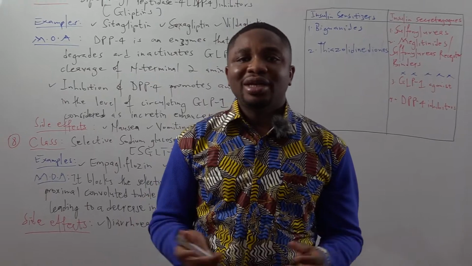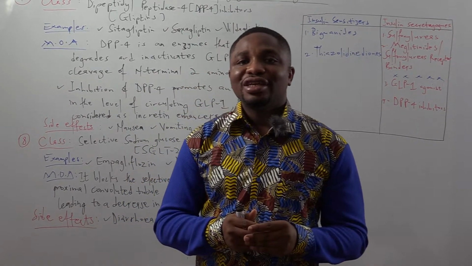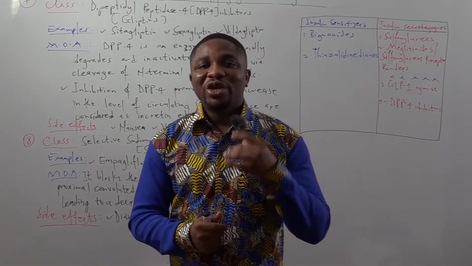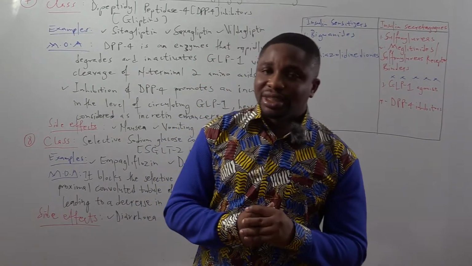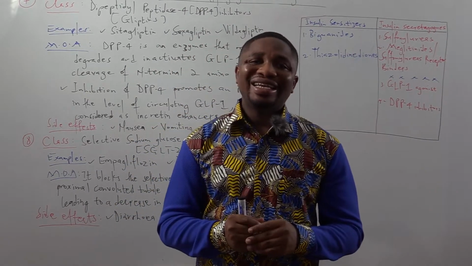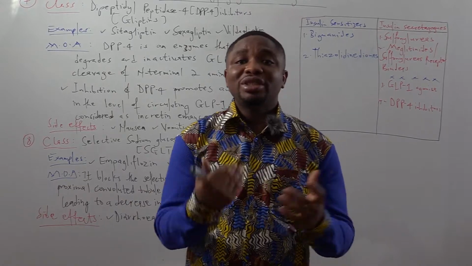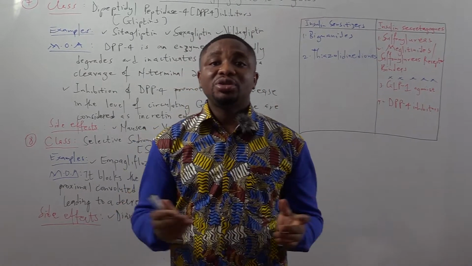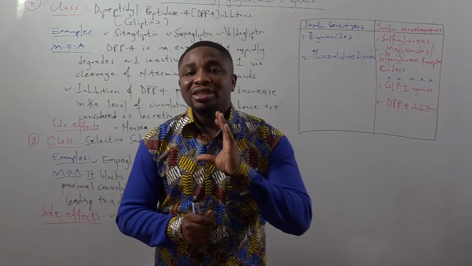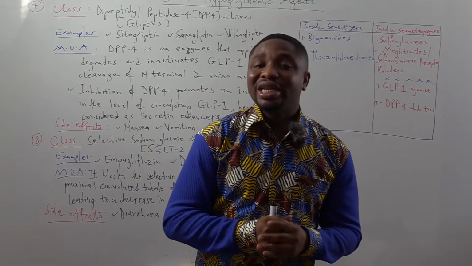Finally, we are going to reclassify the oral hypoglycemic agents into classes with regard to their effect on insulin. That is going to be the insulin sensitizers and the insulin secretagogues. The insulin sensitizers will be increasing the sensitivity of the cells to insulin. Then the insulin secretagogues will stimulate the beta cell insulin release.